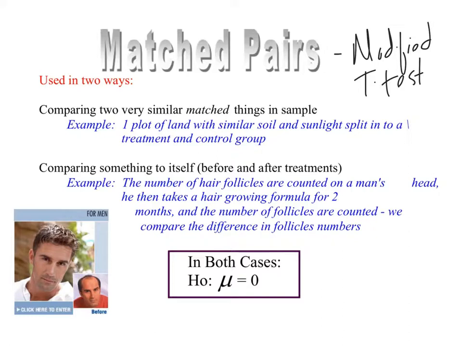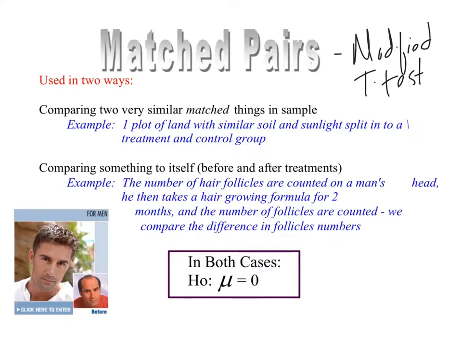But again, in both of these examples, we boil all of the numbers, all of the data, down to a difference. And that's why mu is equal to 0. We began with this idea that whatever we're testing, whether it be a new fertilizer on soil or the Hair Club for Men, it didn't make a difference. So that's why we start with the idea that mu is 0.